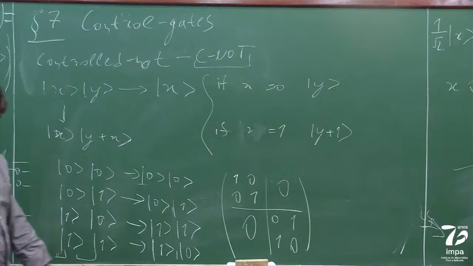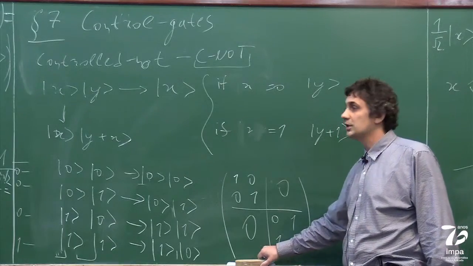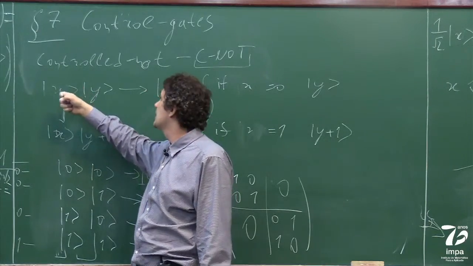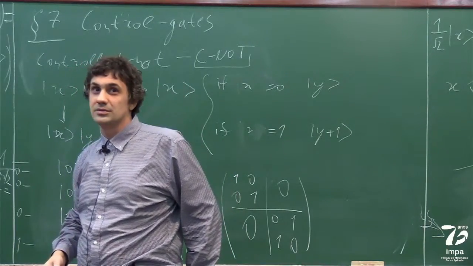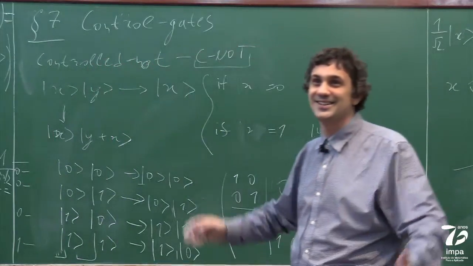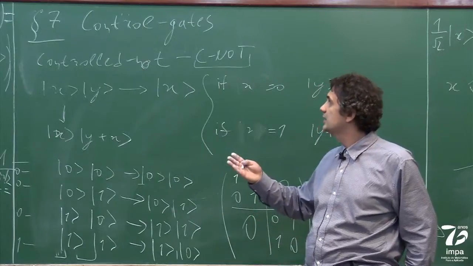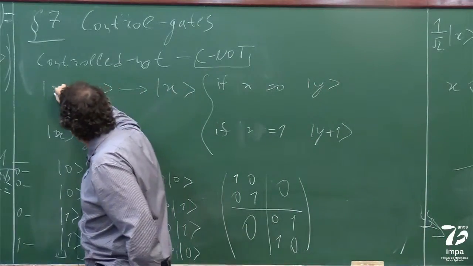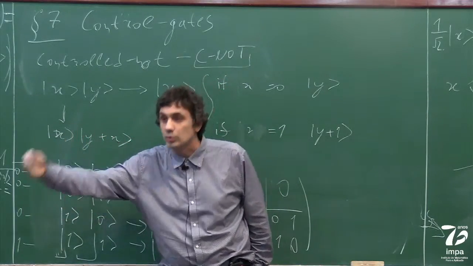One more thing, how it is denoted in string notation. Control, because the first bit is a controller. So it controls whether the second operation happens. It's not a definition, it's a name. I could call it Charles Gate, and this would be completely okay. It's the way people consider it. Later I will define the control U operator. In any case, the first qubit is the controller, and the second is the controlled qubit.